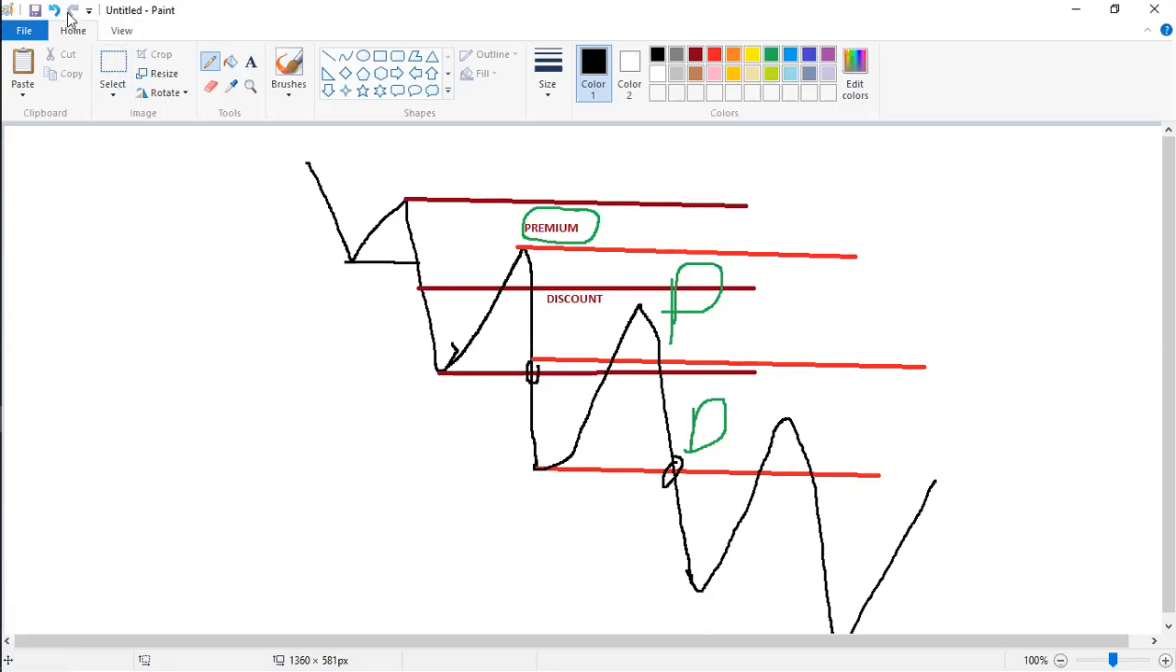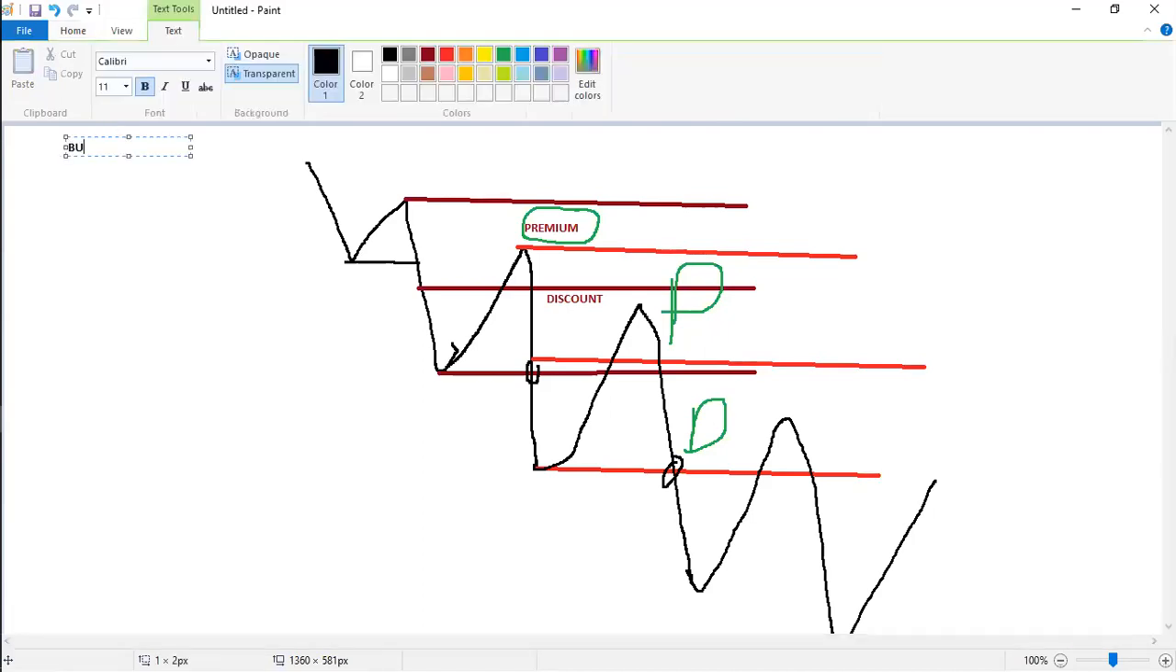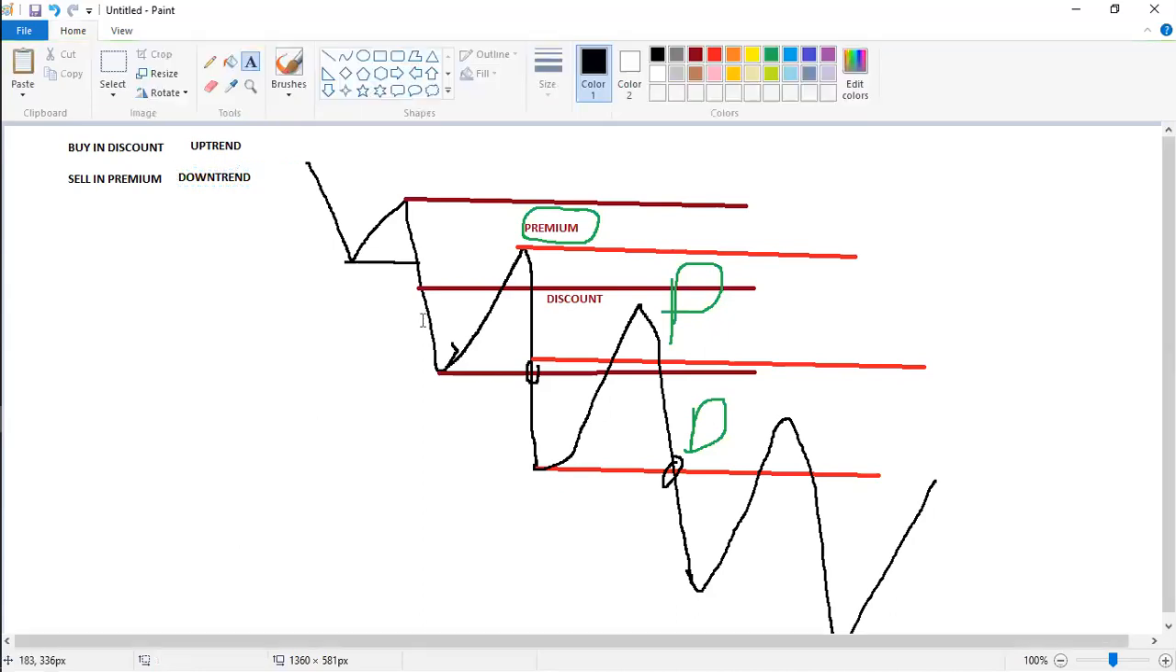So buy in discount, sell in premium. This is uptrend, and this is downtrend. Okay, that's this part. I hope you guys understand. Any questions so far before we continue?